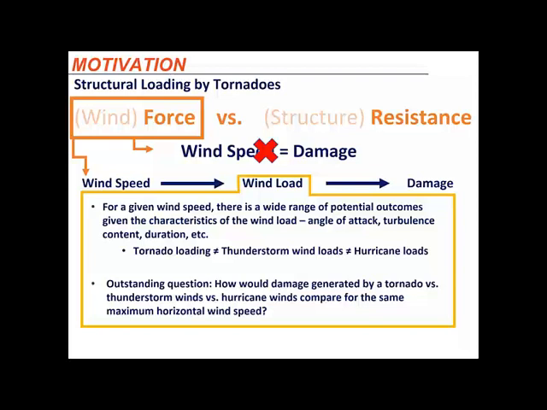And so for a given wind speed, there's a wide range of potential outcomes given characteristics of the wind load, such as turbulence content, duration of the load, etc. And one thing I want to highlight is that while there's a lot that we don't quite understand about all of these things, we know that tornado loading, thunderstorm wind loading, and hurricane loading are not equivalent. And so an outstanding question that comes from this is how would damage generated by a tornado versus a straight line thunderstorm wind versus a hurricane wind compare to one another for the same maximum horizontal wind speed?